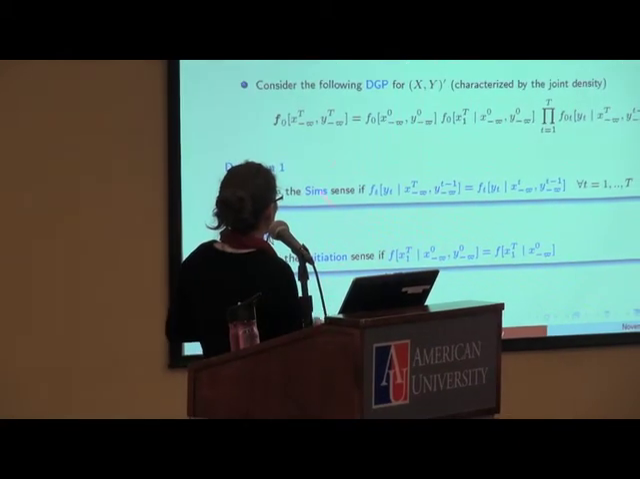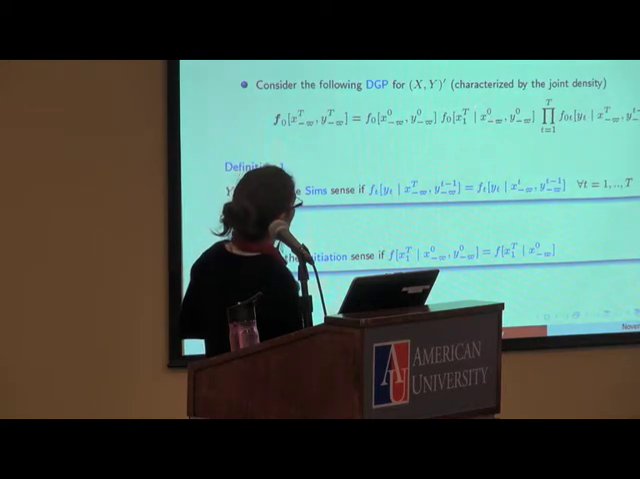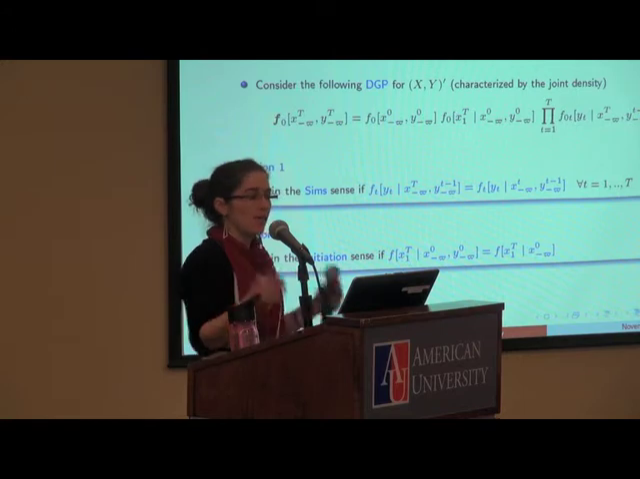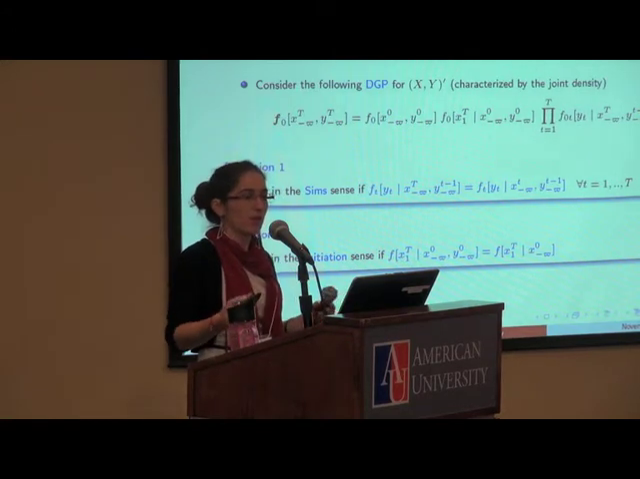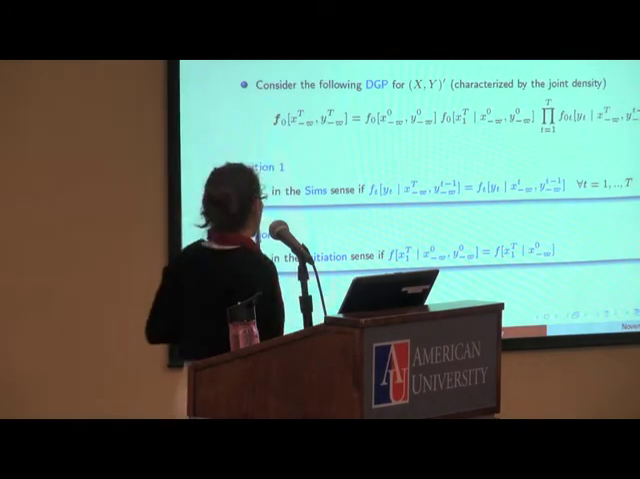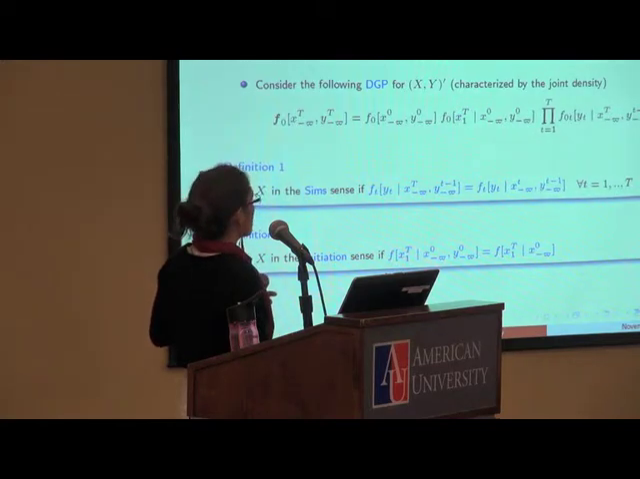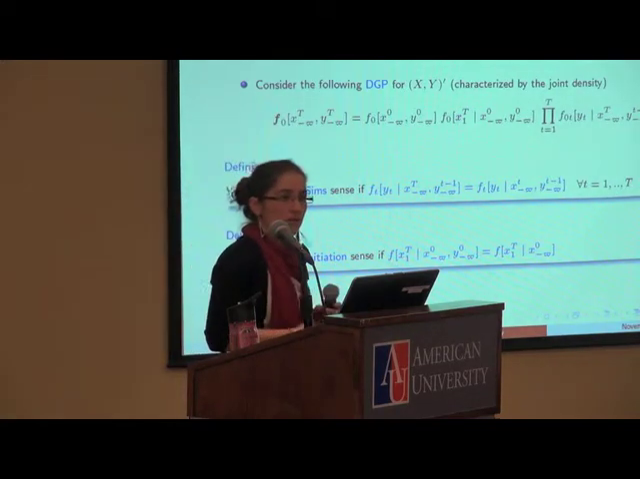Now, when Sims looked at causality, he focused on this factor. However, there's this other factor here that also has some flavor of causality because we have initial values of y in the conditional distribution for x. Okay, so we define in our paper a causality measure, we call it initiation. And we say that y does not cause x in the initiation sense if the initial values of y play no role in helping predict x beyond the initial values of x. Okay?